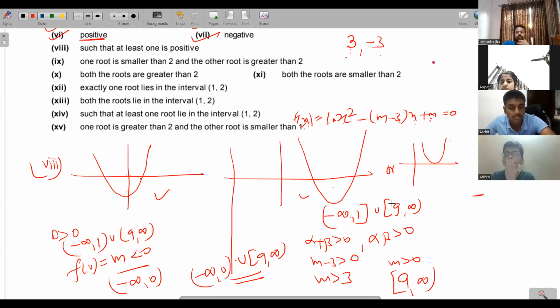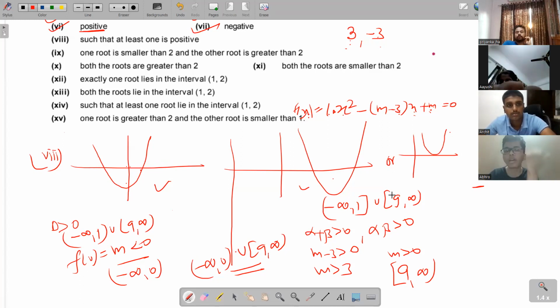सर, 9th वाले में हम लोग क्या क्या चेक करेंगे? t is greater than equal to 0, f of 2 is less than 0. एक सेकेंड बता दो, अर्चित और आयुषी को नोट कर रहे हैं. Okay.